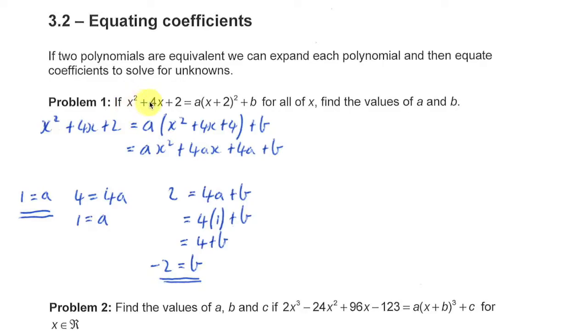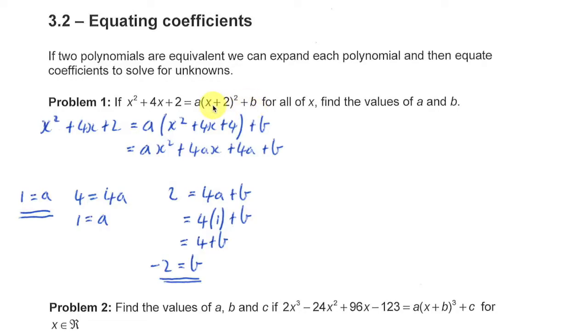We've got x squared plus 4x plus 2 is exactly equal to a multiplied by (x plus 2) squared plus b. So we've got our expanded quadratic, and we've got the same equivalence here, but in turning point form. We need to work out what the a is and what the b is.